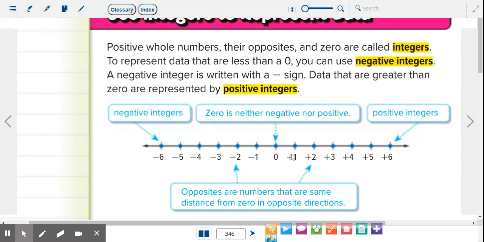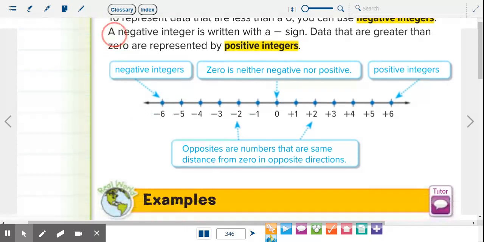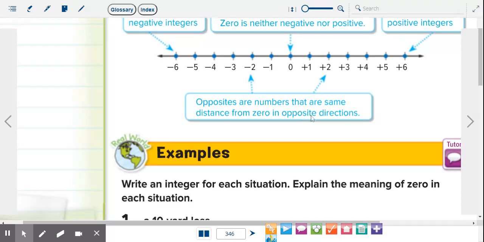Okay, now all the positive numbers are basically above 0, anything to the right. Everything to the left or below 0 are the negative numbers. When they say opposites, it just means if I give you 6, what is the opposite of 6? Negative 6. That's what that means. It just means they're in opposite directions from 0.